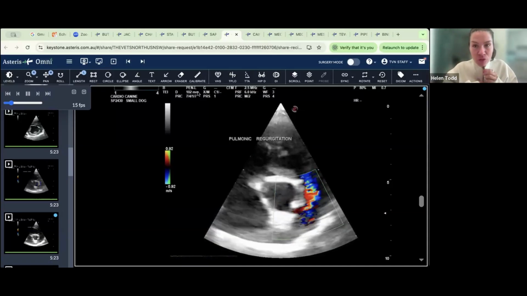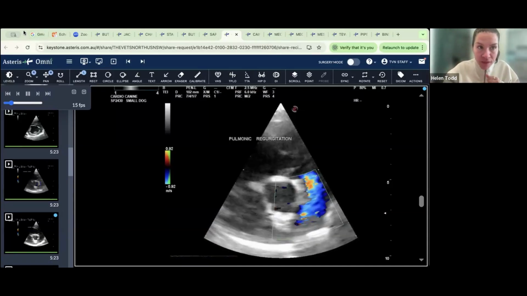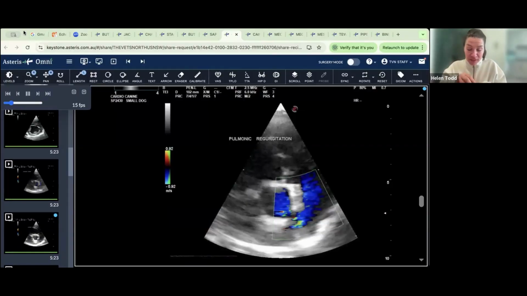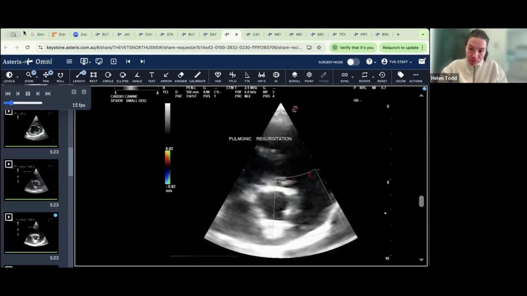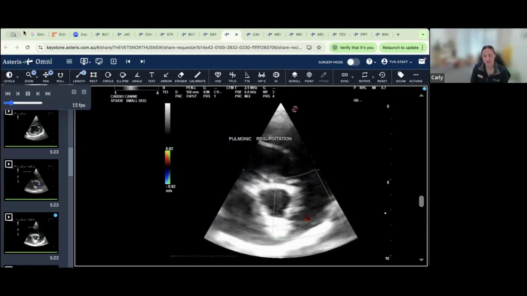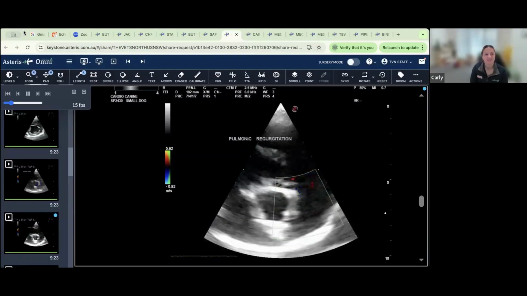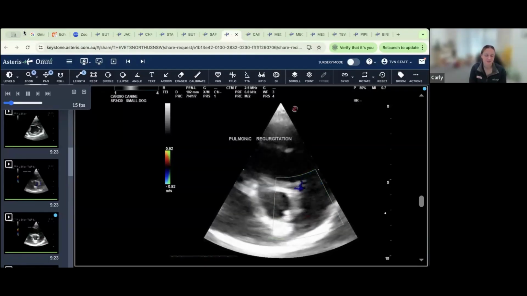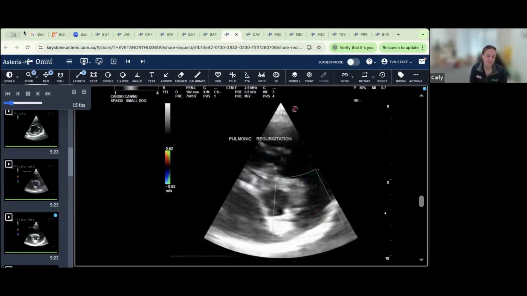Carly, is there anything that you're working on at the moment, echoing, that you want us to touch on? I really struggled with how to measure aortic outflow and doing color Doppler.